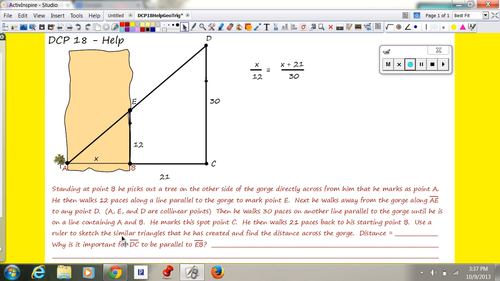And then you need to know, why is it important for DC to be parallel to EB? I kind of already told you why it's important. It has to do with the fact that the triangles are similar to each other. See if you can remember what I talked about as far as the triangles and why the triangles are similar to each other.